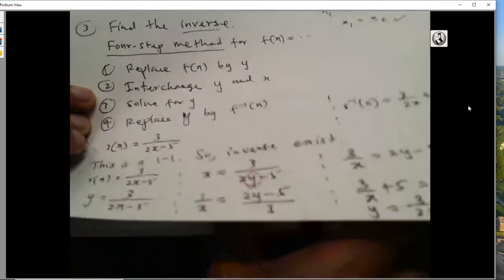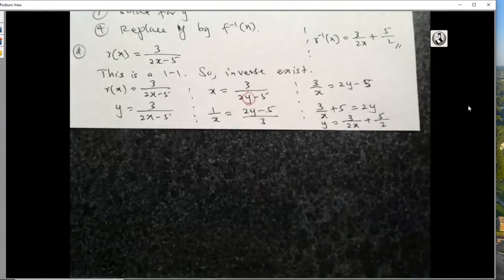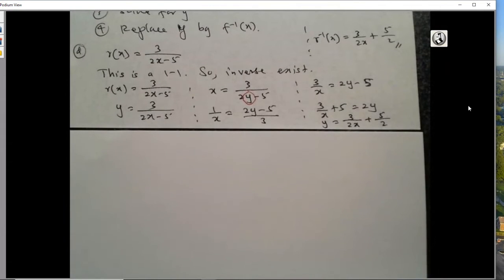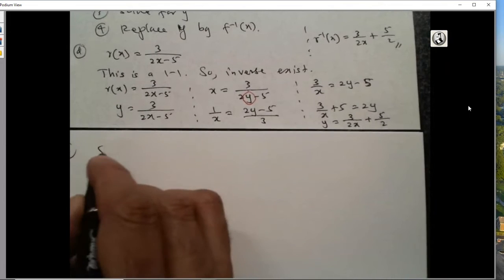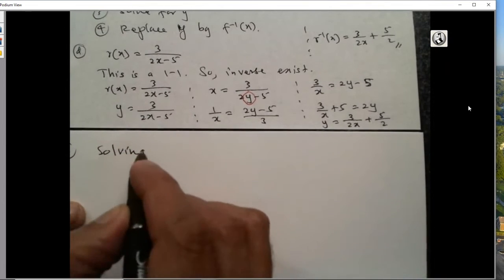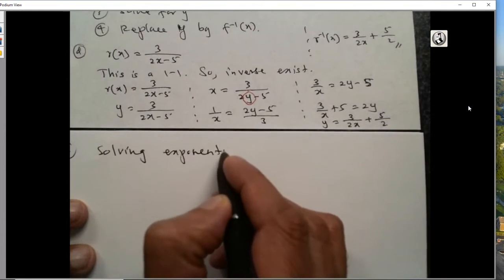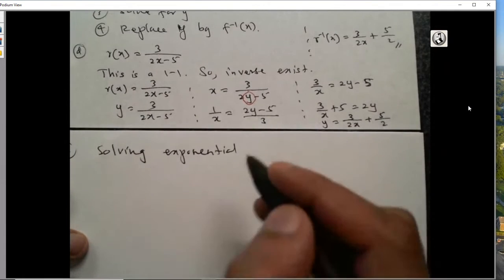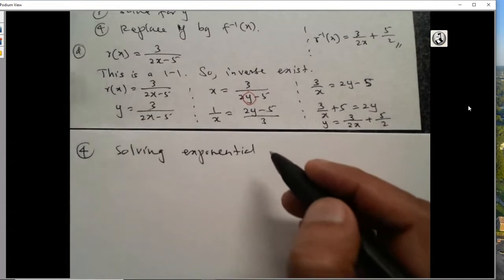Question number 4 is about solving exponential functions. So I would like to do part D. I would like to cover all questions, at least one from each type. So, solving exponential functions. Question number 4.